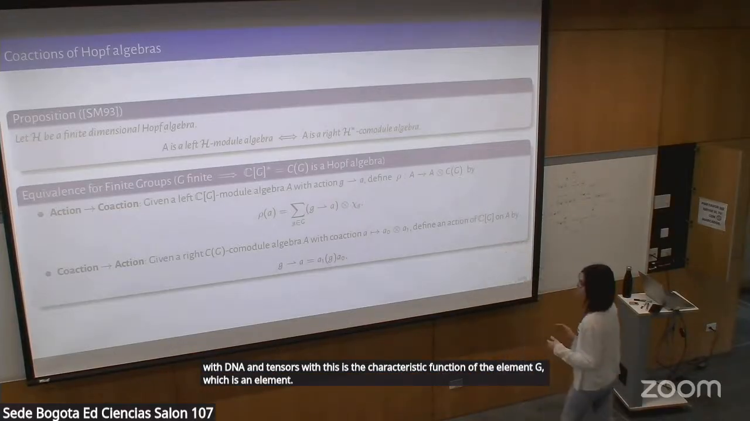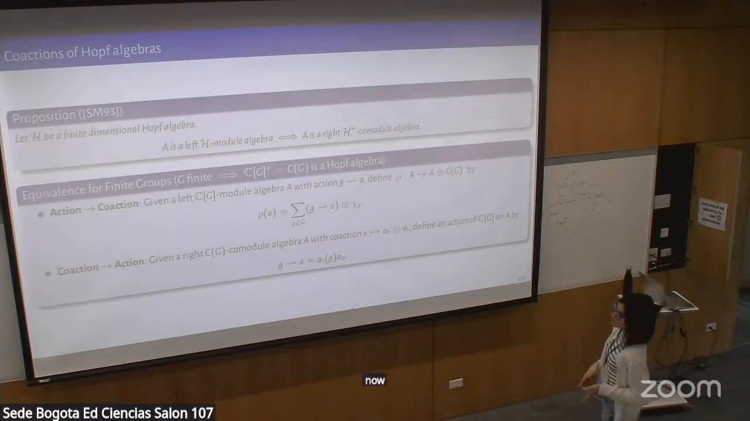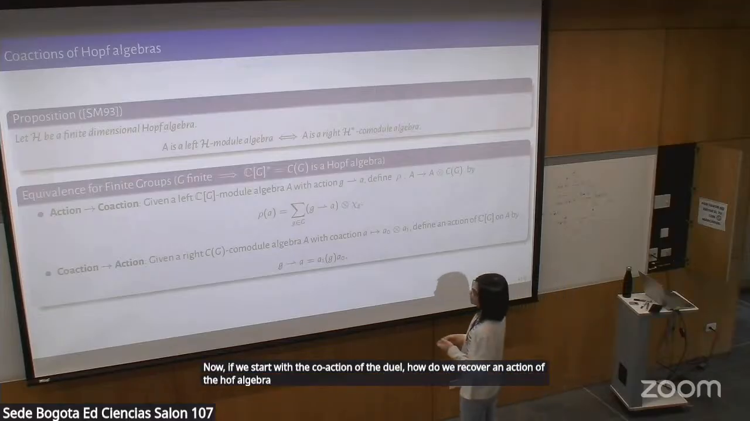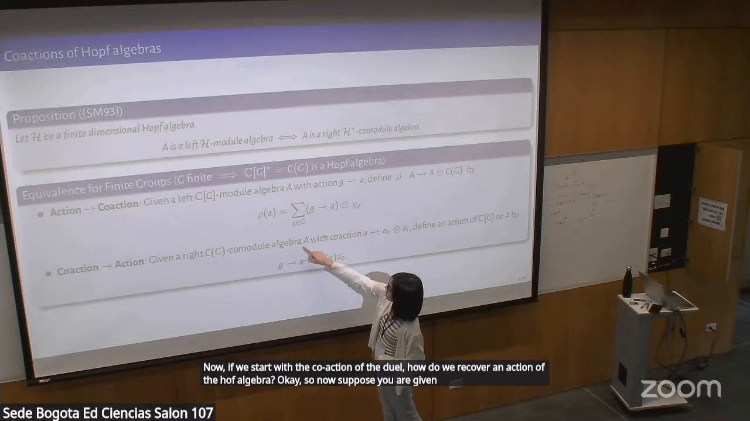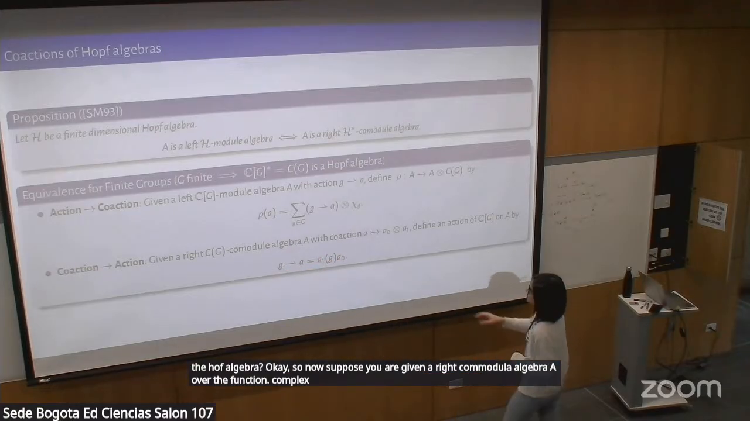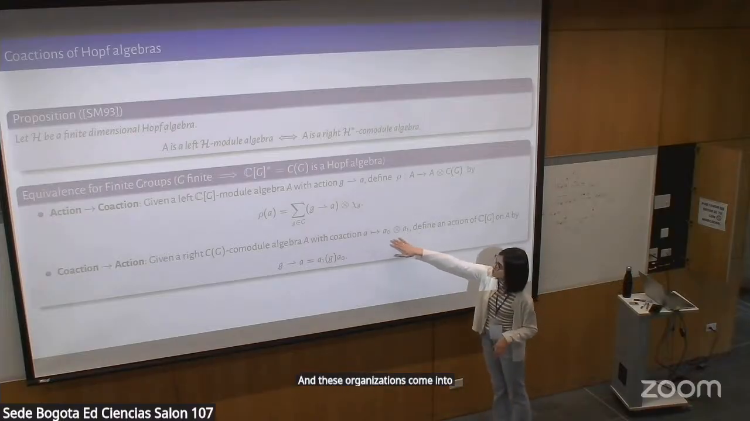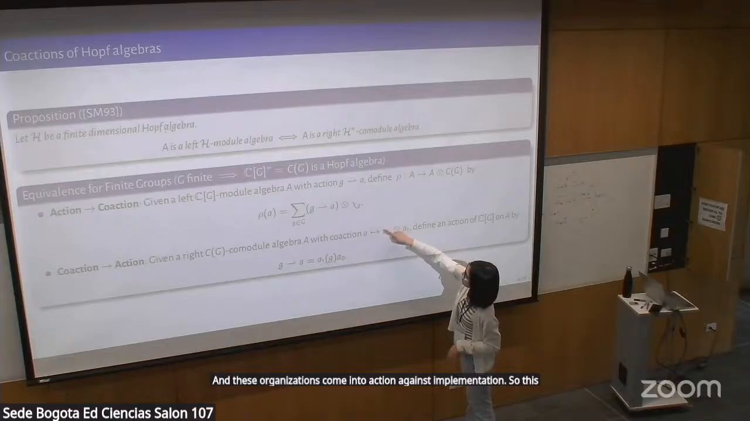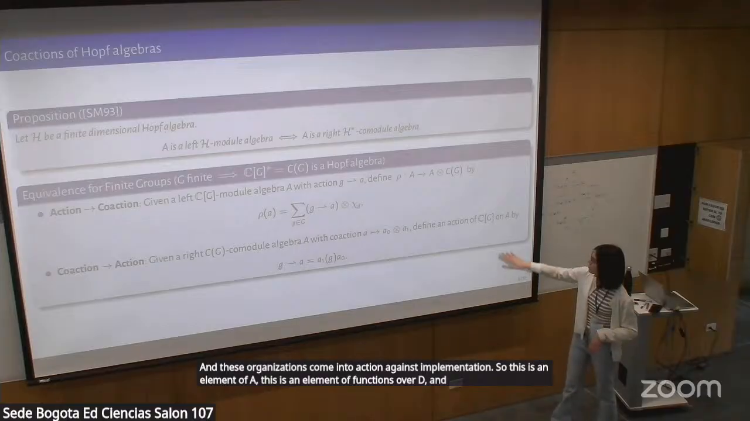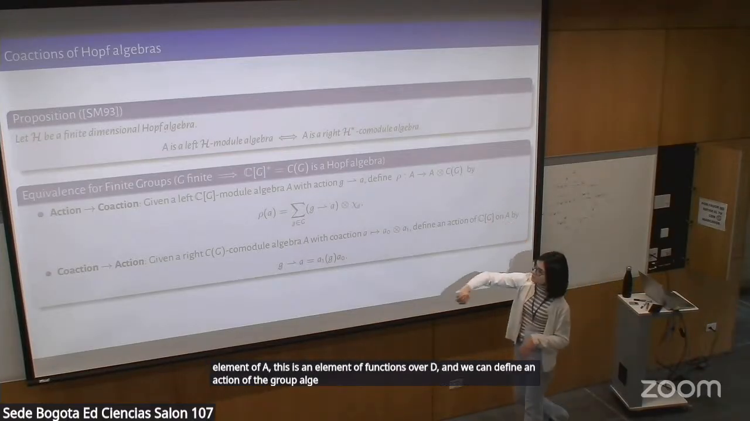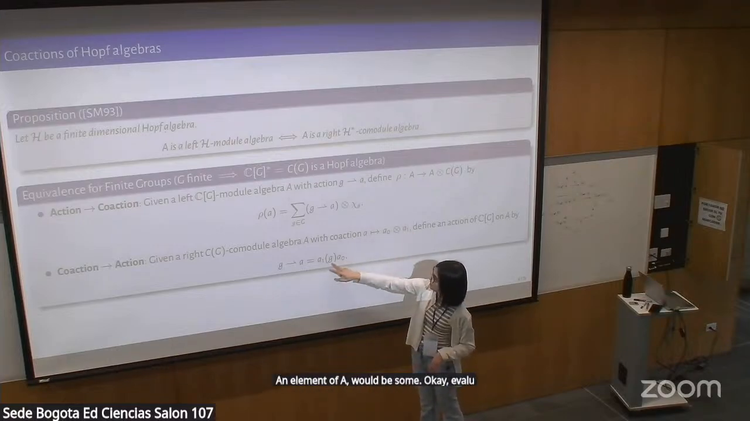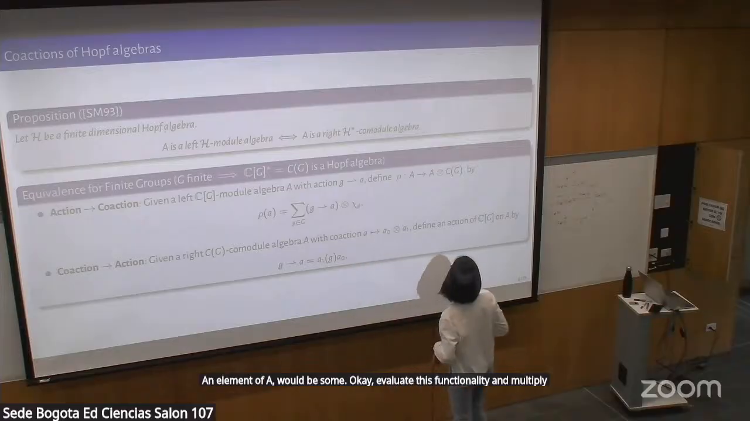And now if we start with the coaction of the dual, how do we recover an action of the Hopf algebra? Okay, so now suppose we are given a right comodule algebra A over complex functions on G, and this will be the notation for the coaction, again Sweedler notation. So this is an element of A, this is an element of functions over G, and we can define an action of the group algebra on A by this. An element g acting on a will be, okay, evaluate this function on g and multiply by a0, that is an element of the algebra.